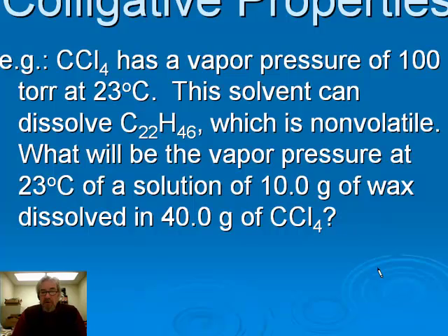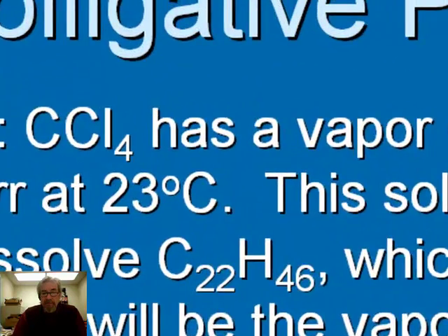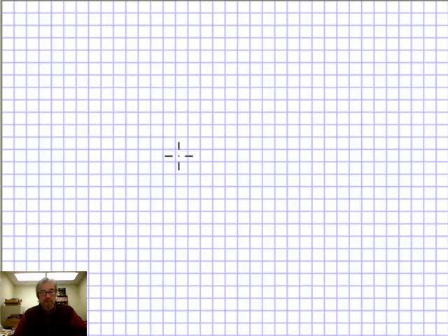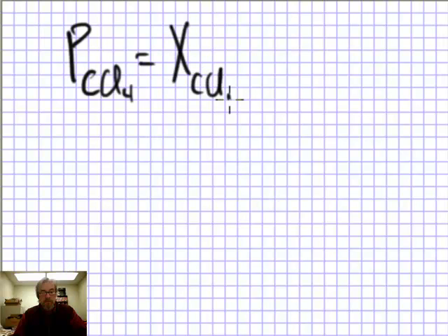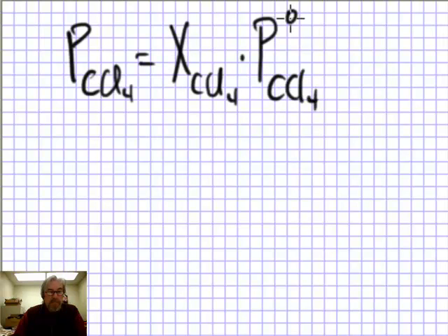So let's get into a bigger workspace and solve this problem. Well, Raoult's law says that the pressure of the carbon tetrachloride is going to be equal to the mole fraction of carbon tetrachloride times the vapor pressure of pure carbon tetrachloride, or PCCl4 naught. And we already know what this is. It's 100 torr at 23 degrees C. So what we have to do to solve this problem is figure out what's the mole fraction of carbon tetrachloride.